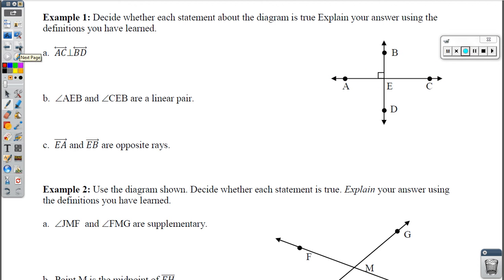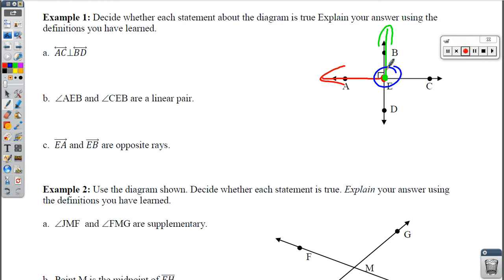Part C, ray EA, so that's the ray starting right here and pointing this way. And then ray EB, that's starting right here and pointing this way. It says that those two rays are opposite rays. All right, in order to be opposite rays, we need them to have the same endpoint. They both end right here at E, that's good. But also in order to be opposite rays, they need to be pointing in exactly opposite directions. Well, these are not pointing in opposite directions. They're pointing at right angles to one another. So they are not opposite rays.